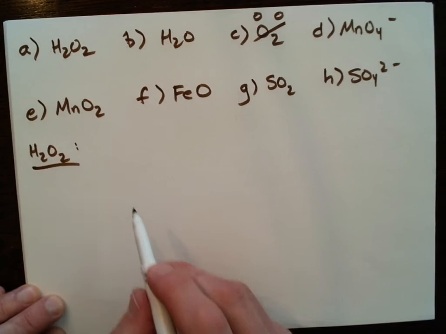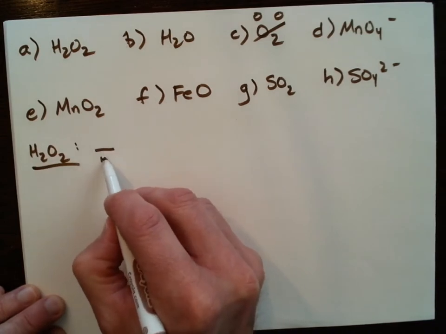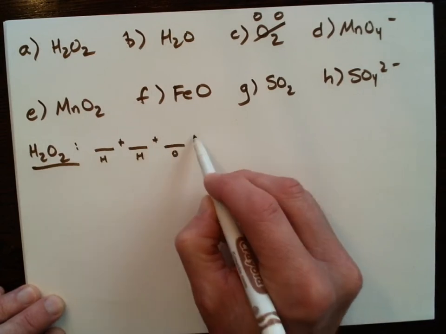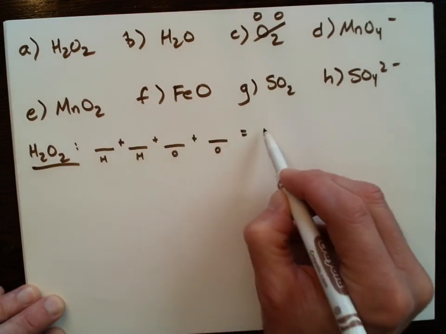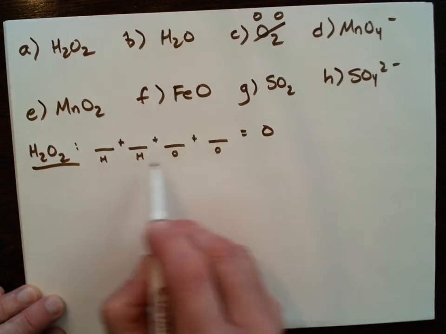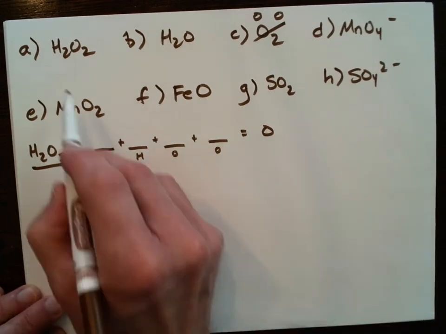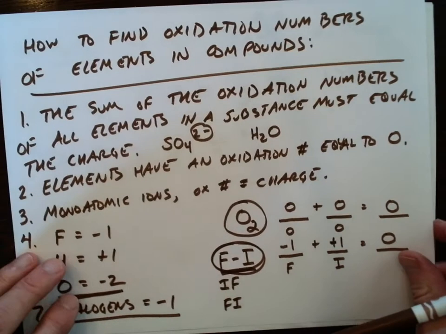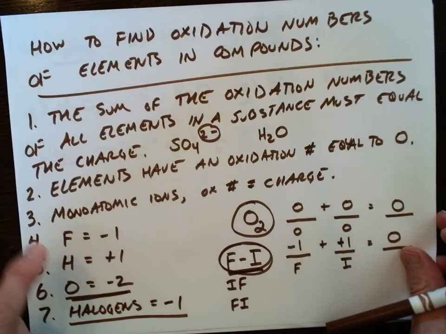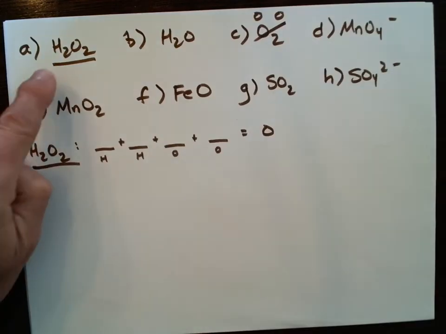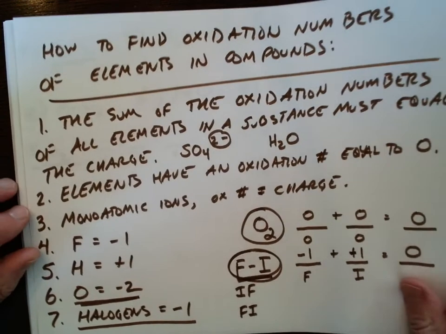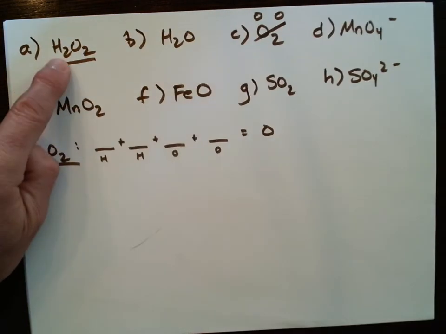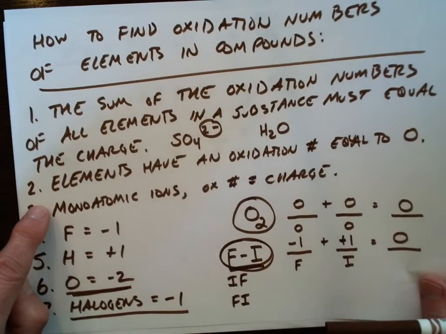We are going to need to assign the oxidation numbers for 2 hydrogens and 2 oxygens. And when I'm done, the sum of all these oxidation numbers had better equal 0, because hydrogen peroxide is not charged. I'm making sure I follow rule number 1. I go to rule number 2. This is not an element, so rule 2 does not apply. I go to rule 3, monoatomic ions. This is not a monoatomic ion, so rule 3 doesn't apply.